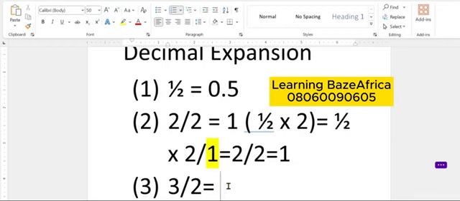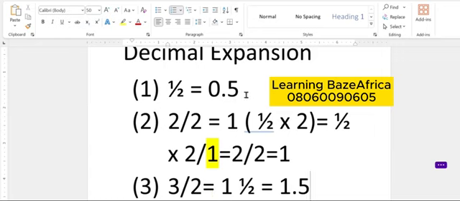Now, 3 over 2 as a mixed number is one whole number, 1 over 2, which is known as 1 and a half. In decimal, 1 and a half in essence is 0.5. Now it's going to get interesting. Make sure you pay attention.